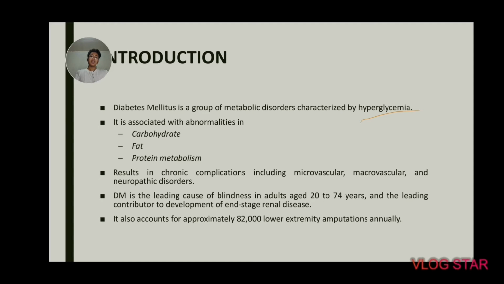Diabetes is the leading cause of blindness in adults aged 20 to 74 years old, and it is also the leading contributor to development of end-stage renal disease, or ESRD. It also accounts for approximately 82,000 lower extremity amputations annually.